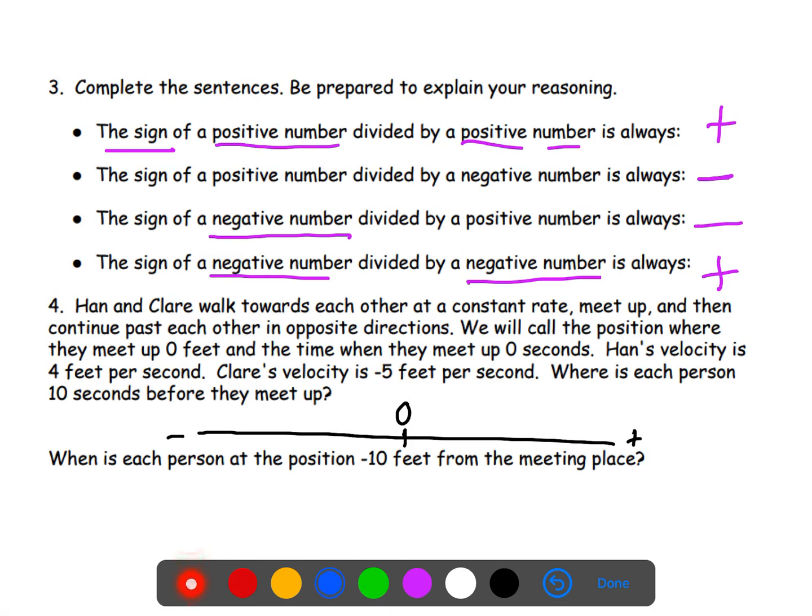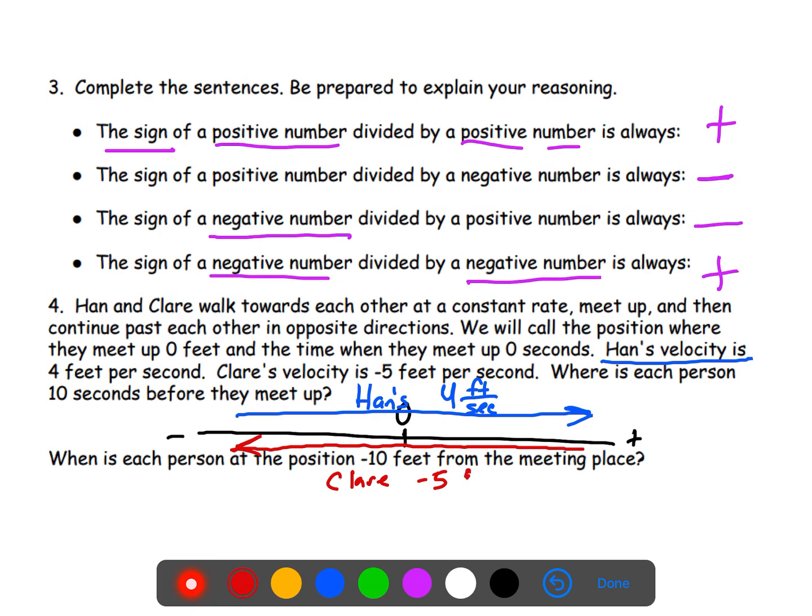So the person with the positive velocity is Han. His velocity is 4 feet per second. So Han is going this way. This is Han, and it's 4 feet per second. And Claire is -5 feet per second. So Claire is going this direction towards the negative side. Claire, -5 feet per second. Okay, so where is each person 10 seconds before they meet up? That's what we're answering here.